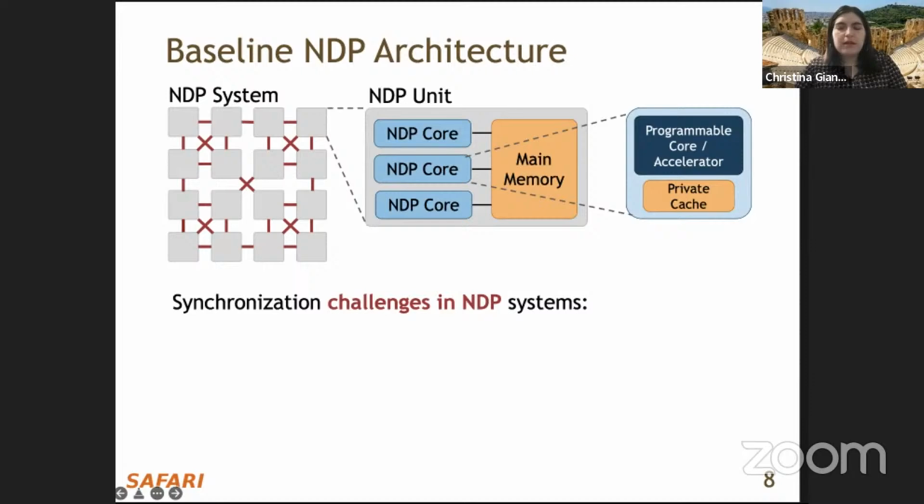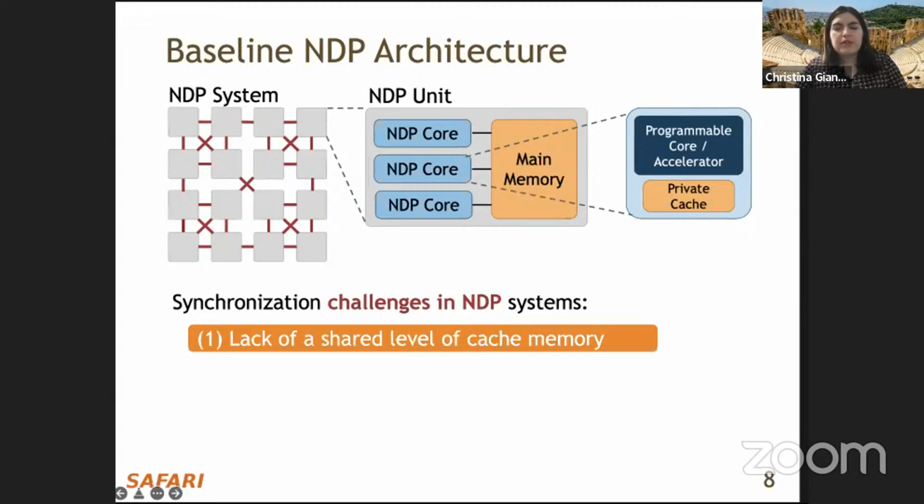In this paper, we have examined the synchronization problem in this baseline NDP architecture, and we find that there are three important characteristics that necessitate a new approach to support efficient synchronization in NDP systems. First, most NDP architectures lack shared caches. NDP architectures typically have a shallow cache hierarchy because NDP-suited workloads do not benefit from deep cache hierarchy. They have poor locality, and therefore the communication could not be implemented using a low-cost shared level of cache memory between the cores.